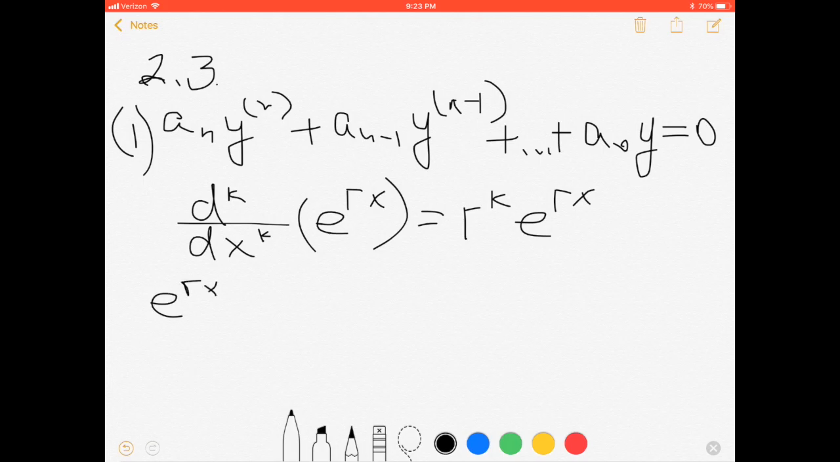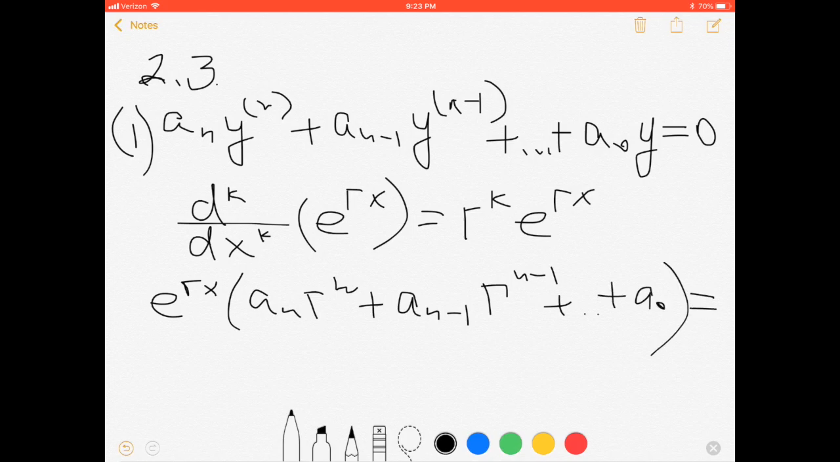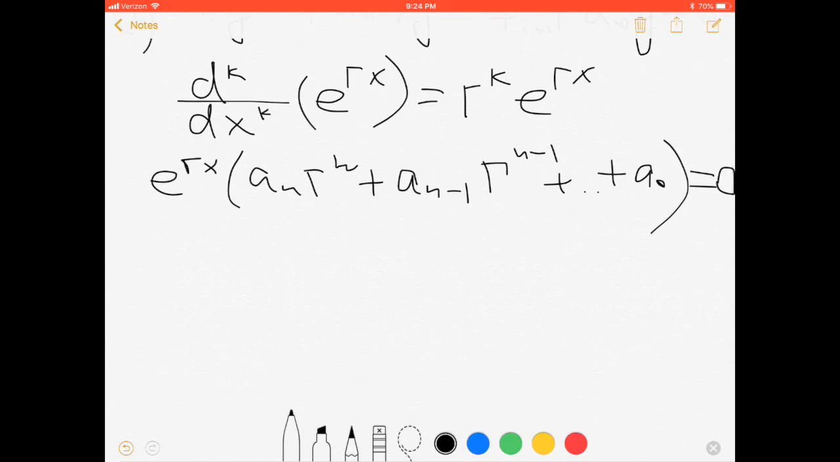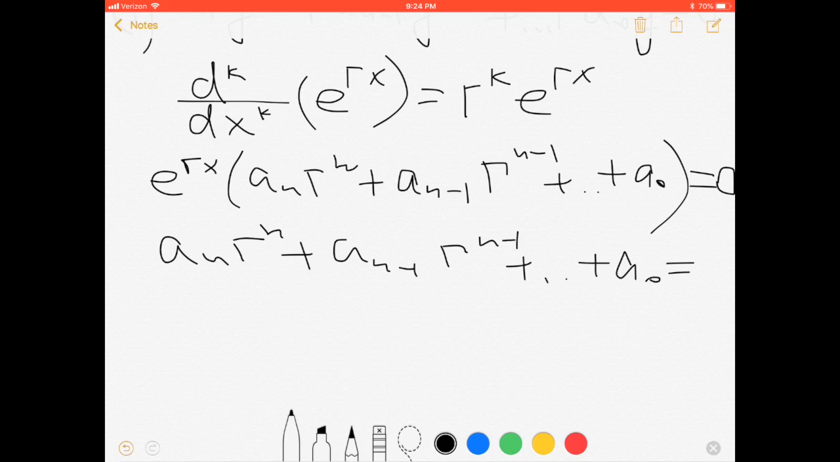if we take out e to the power rx, we have a_n r to the power n, plus a_{n-1} r to the power n-1, plus and continue, plus a_0 equals 0. Because the exponential function is never equal to 0, this polynomial needs to be equal to 0. This equation we call the characteristic equation of our homogeneous equation 1.